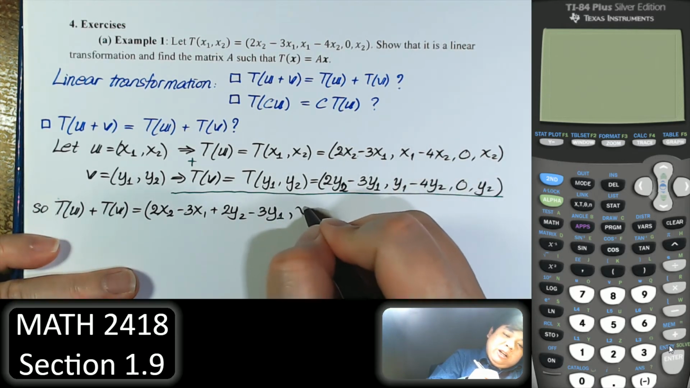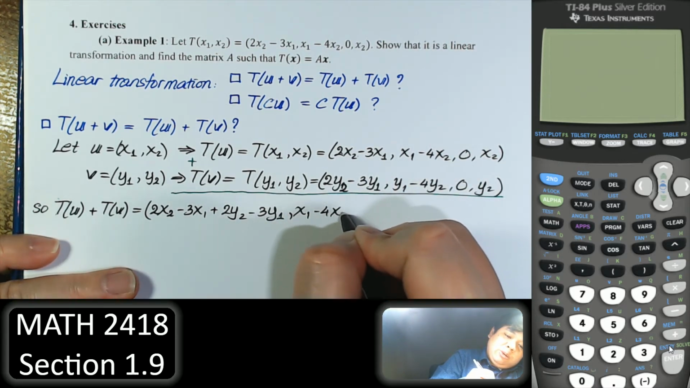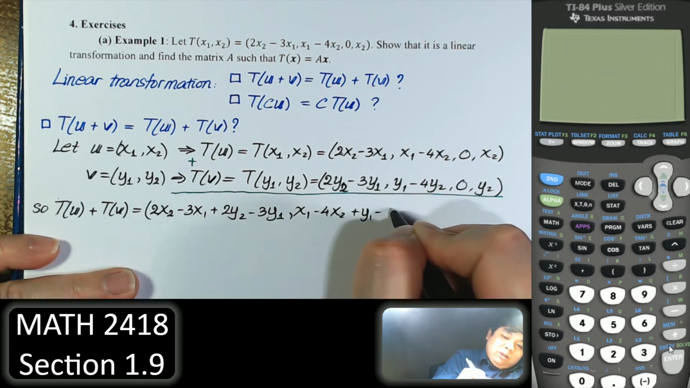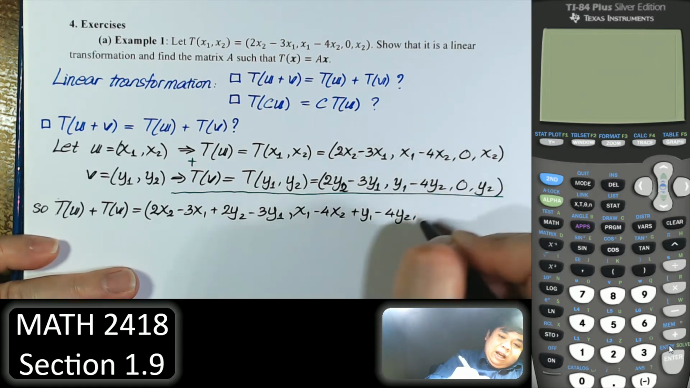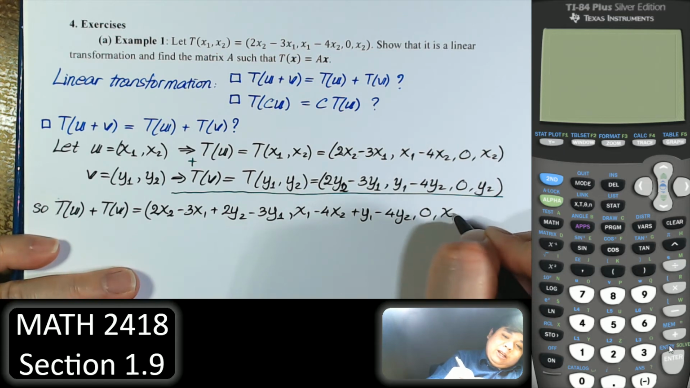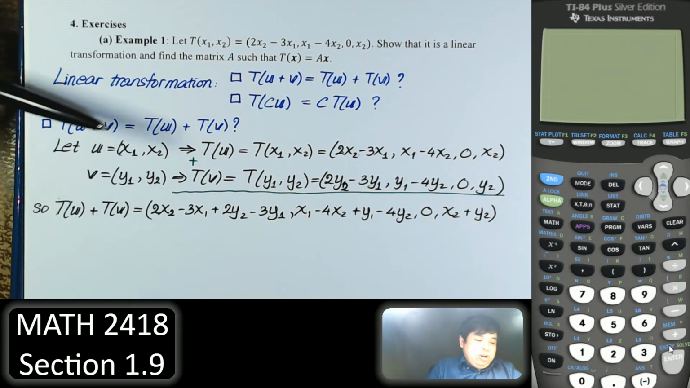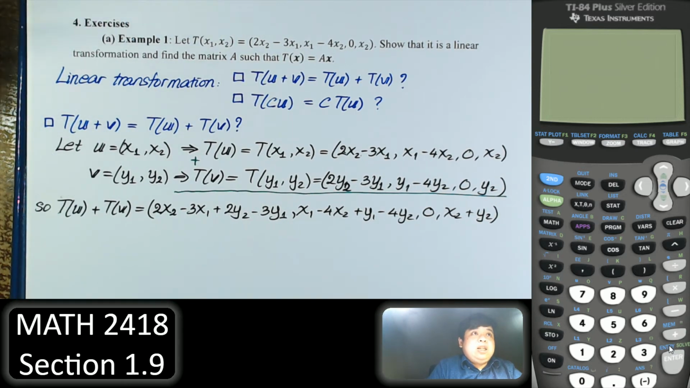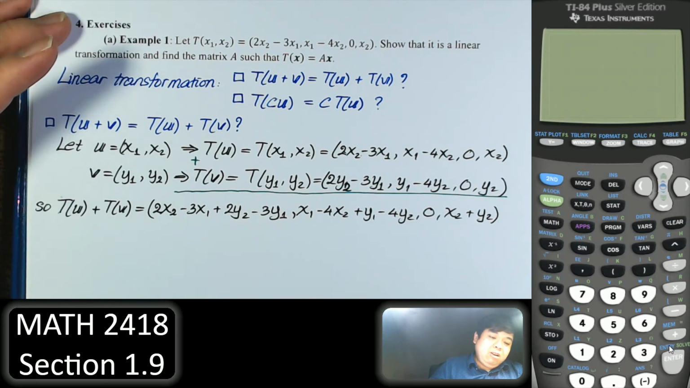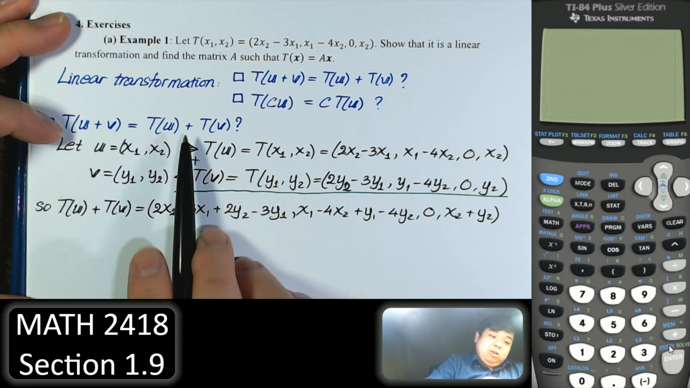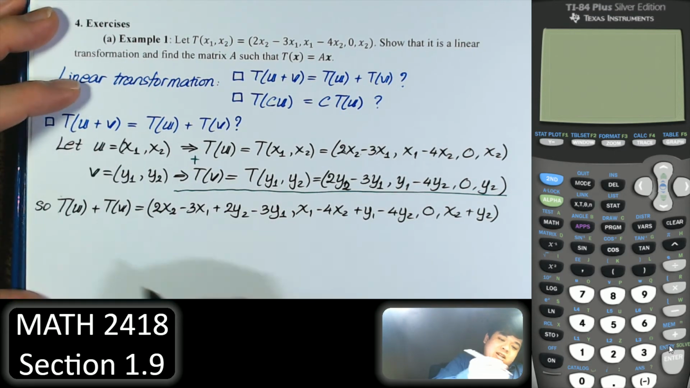Second component, x1 minus 4x2 plus y1 minus 4y2, and then 0, x2 plus y2. Yeah, we just add the components. So this is T of u plus T of v. I should have more space on this problem. Right, so we have the right hand side of the problem. Now the left hand side.